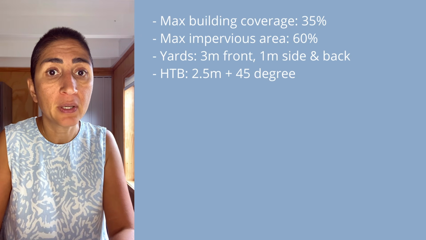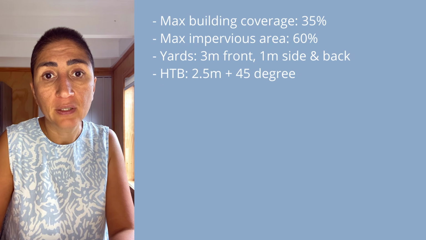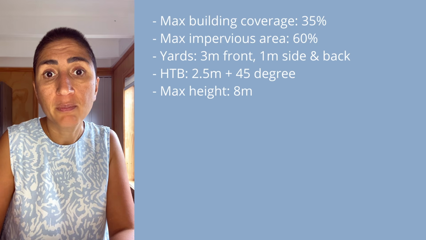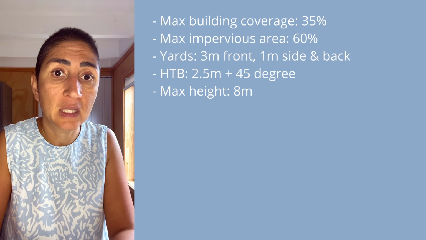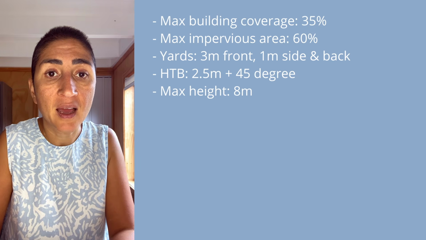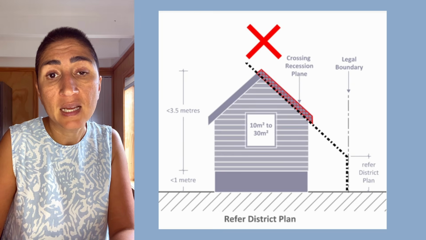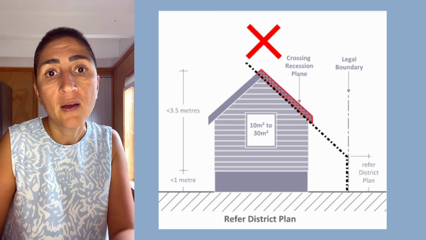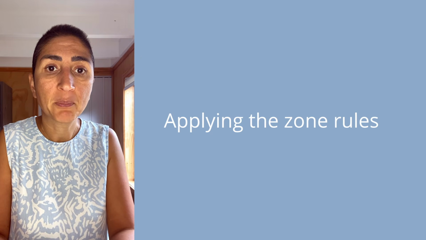In our example, it is 2.5 meters plus 45 degrees, up to 8 meters in height. Just note that just because the zone rules say that the maximum height of the building is 8 meters, it doesn't mean that we're allowed to build an exempted cabin that is 8 meters in height, because the exemptions only allow the cabin to be 3.5 meters from its finished floor. Now it's time to look at these rules one by one.